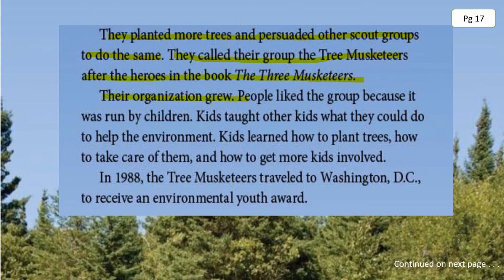Their organization grew. People liked the group because it was run by children. Kids taught other kids what they could do to help the environment. Kids learned how to plant trees, how to take care of them, and how to get more kids involved. In 1988, the Three Musketeers traveled to Washington, D.C. to receive an Environmental Youth Award.